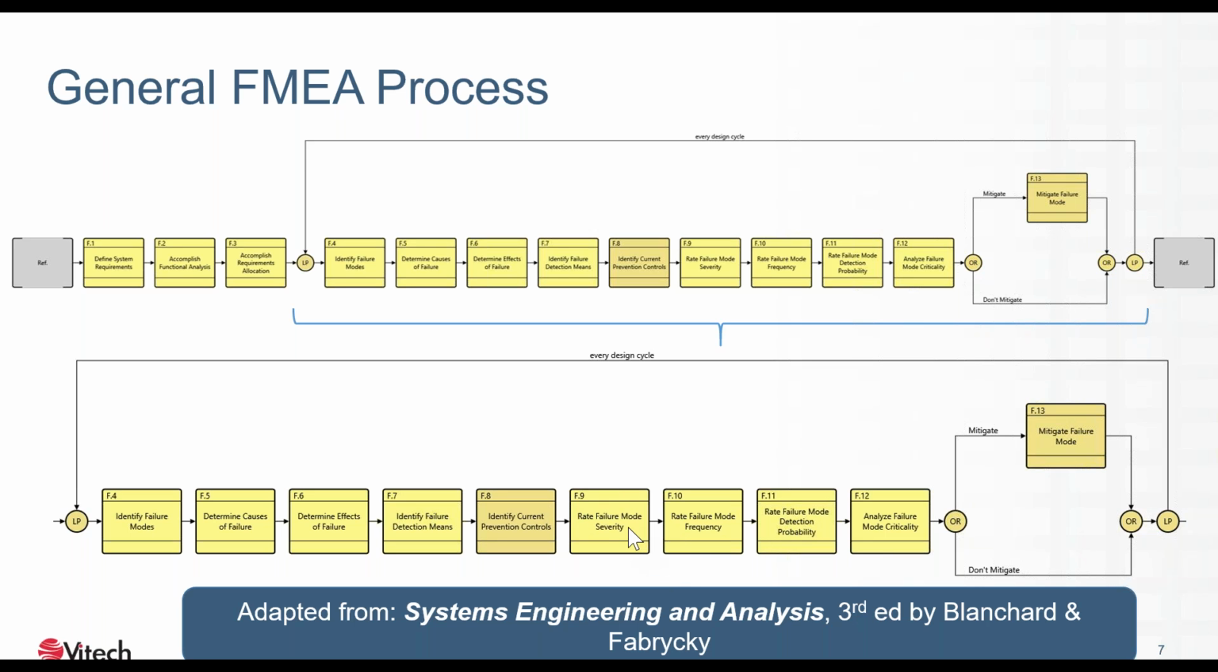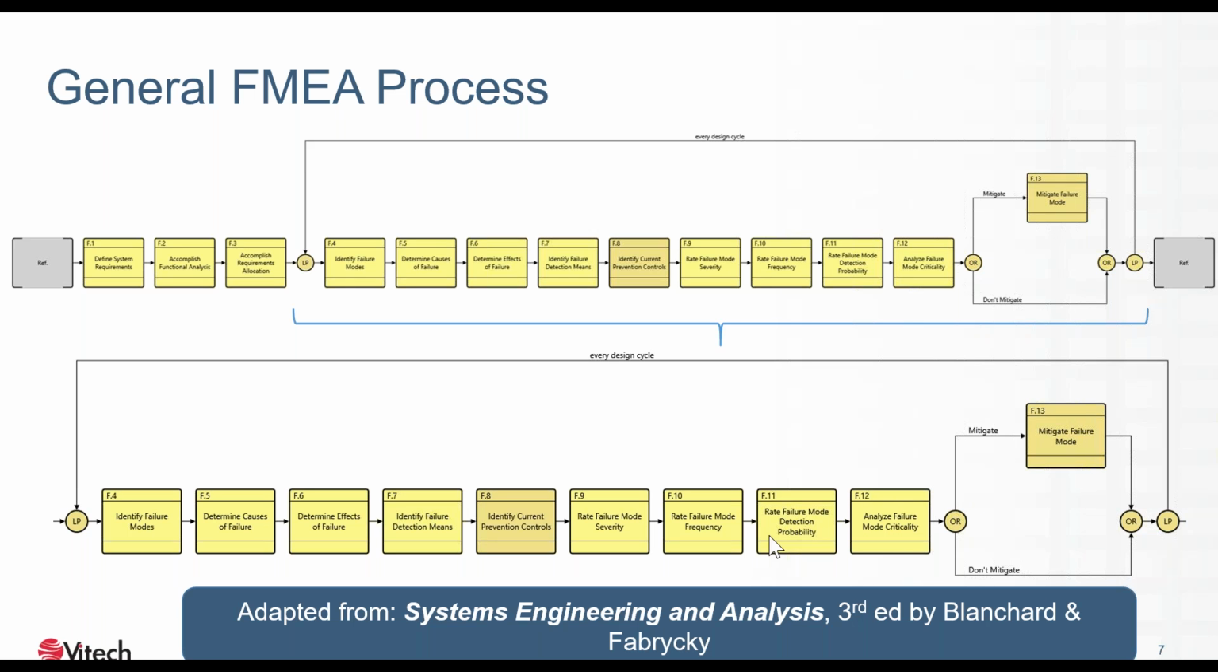We rate the failure mode severity, the failure mode frequency, the detection probability. We then analyze the criticality. We'll come up with a combined score called a risk priority number. And then based on that, we can decide whether to mitigate it or not.